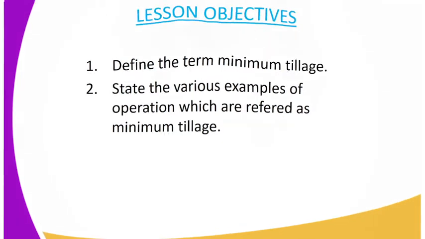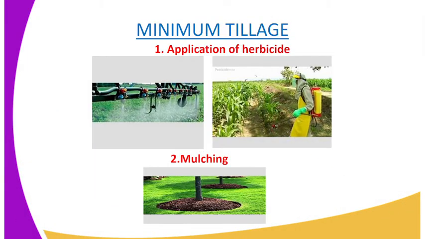What is minimum tillage? Minimum tillage refers to various farming operations which are aimed at causing minimal disturbance to the soil. And the first example of minimum tillage, or an operation which can be referred to as minimum tillage, is application of herbicide.